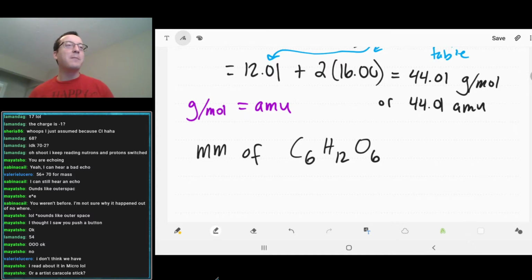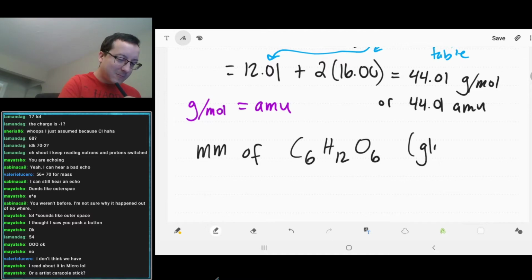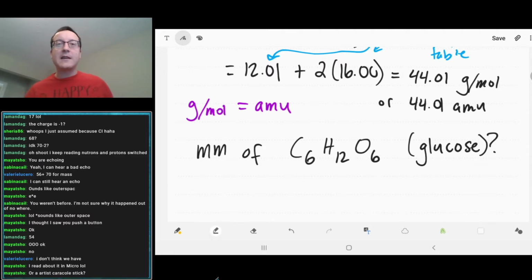Let me give you something a bit harder to work with. This would be glucose. So, you guys calculate it. I'll be right back with a naughty doggo.